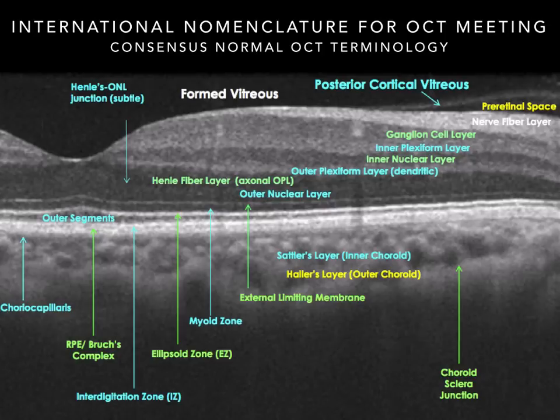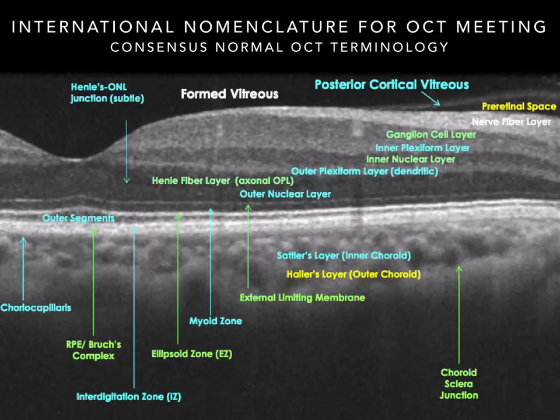And the inner segment has those two parts. Remember, myoid, ellipsoid zone. So the myoid zone is actually hyperreflective. The ellipsoid zone is that really hyperreflective one that we previously called the ISOS. And then below that hyperreflective layer, those are all outer segments.